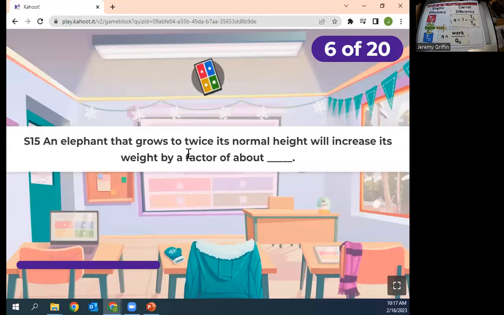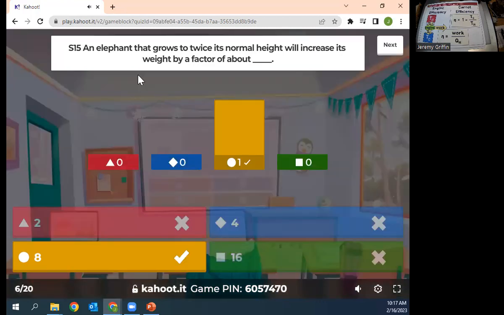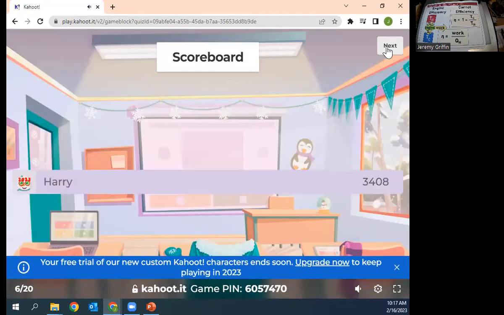If an elephant grows to twice its normal height, its weight will increase by a factor of what? And weight, that's a 3-dimensional concept, right? Weight occupies volume. Remember, the elephant isn't just twice as tall, it's also twice as wide and twice as far back, right? What is a factor of 2 times a factor of 2 times a factor of 2? Yeah, 8 times. 8 times the volume. If it's the same density, it'll also be 8 times the mass and 8 times the weight. Okay? 8 times.